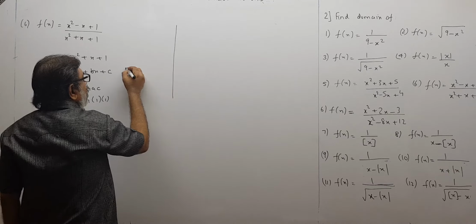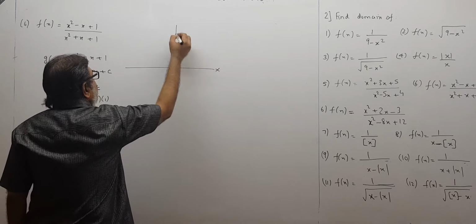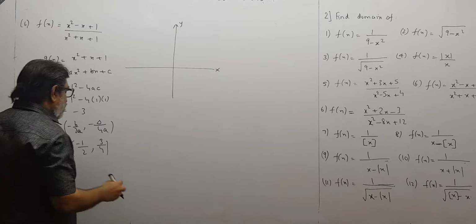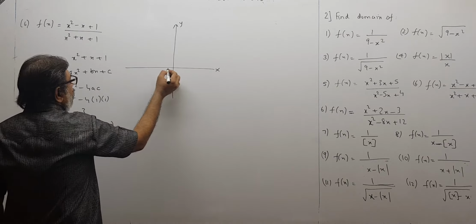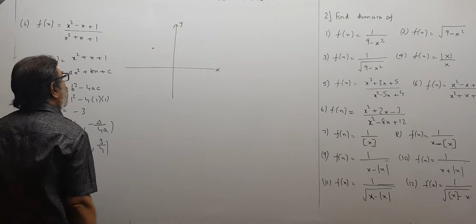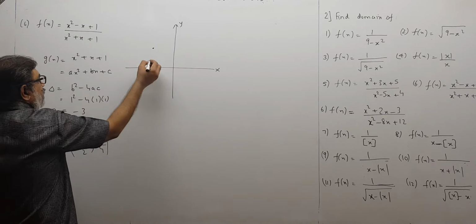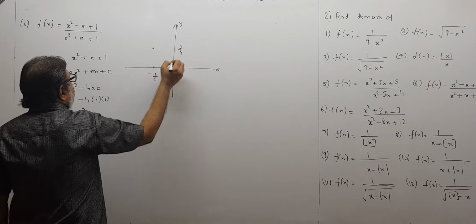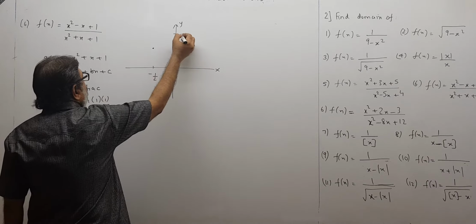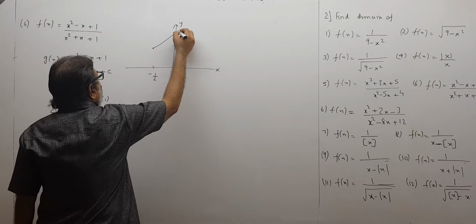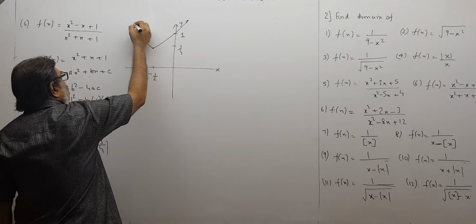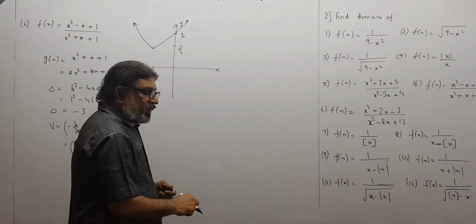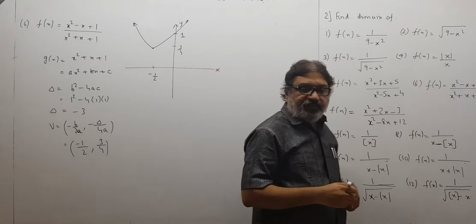So please plot it. This is x axis and y axis. We want a rough sketch. Minus half and 3 by 4, somewhere here. The value of c is 1. See, this is minus half and this is 3 by 4. C is 1, so c is 1 over here. So I plot like this and then I take like this. So children, you can realize it is an upward opening because a is positive.